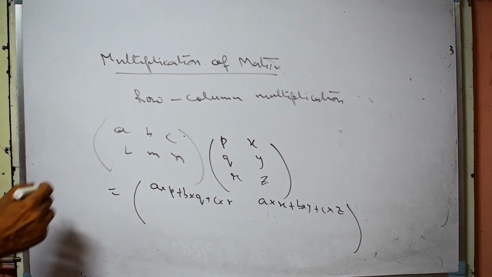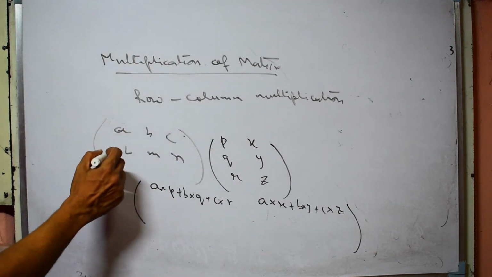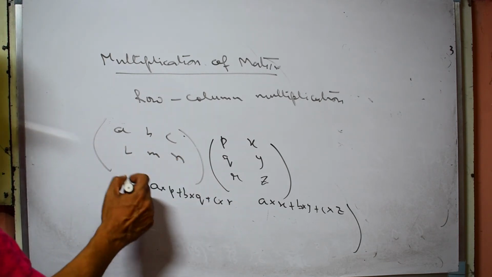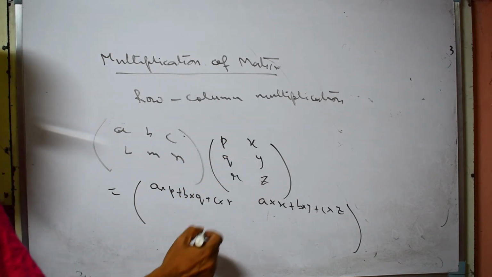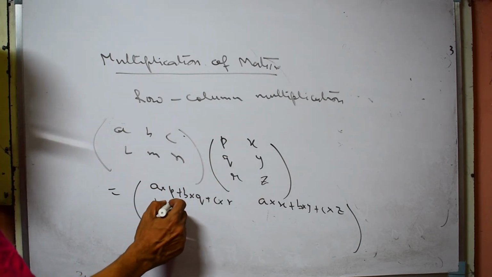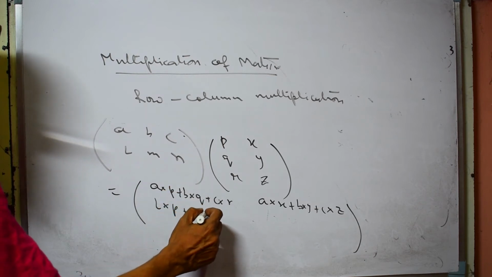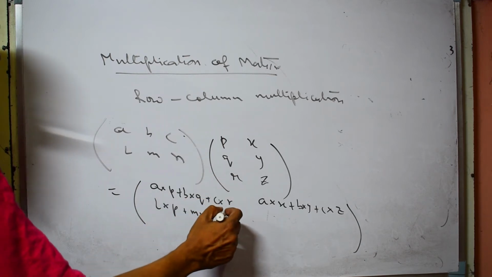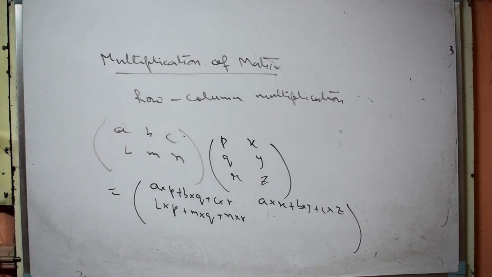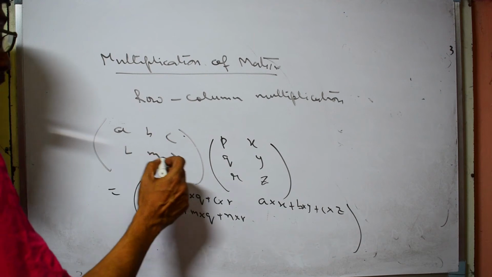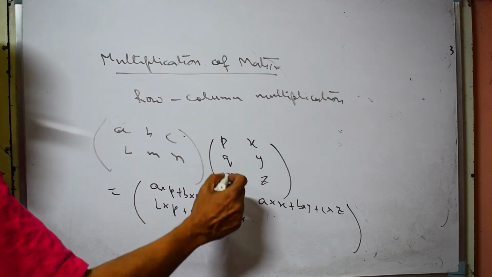Now the next row, that is the element row. Instead of ABC, we will take the second row for the second row calculation of the product. The element row will be multiplied with PQR, that is L into P. Instead of A, I am writing L. Instead of B, we are writing M. And instead of C, I am writing N. Why? Because now the second row is multiplied with the first column.